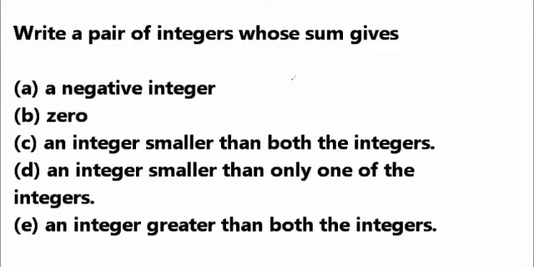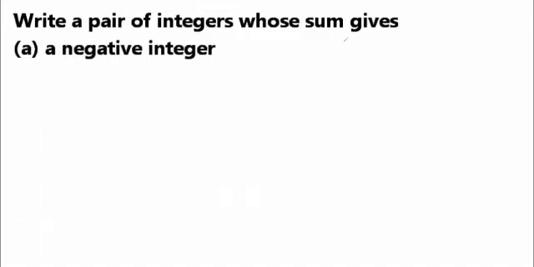Write a pair of integers whose sum gives, and then we have 5 different things. So the first thing is: write a pair of integers whose sum gives a negative integer. Let's solve the first one. We need to find a negative integer when we add any two integers. It should give us a negative integer.